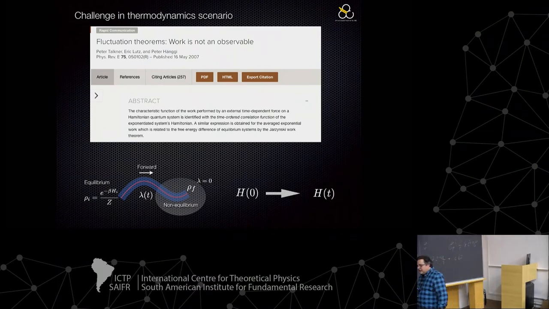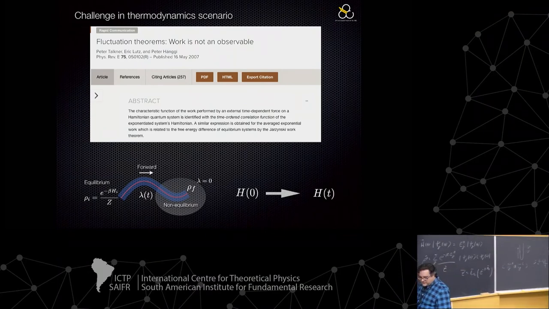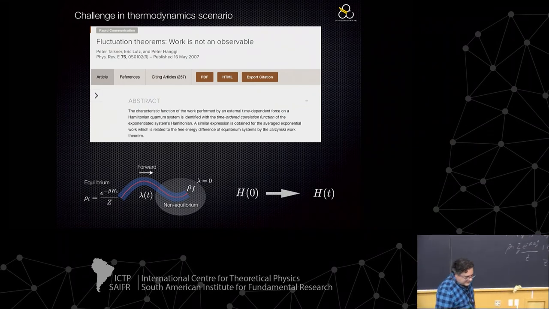So to describe the thermodynamics of a non-equilibrium system, there are these very nice fluctuation theorems.